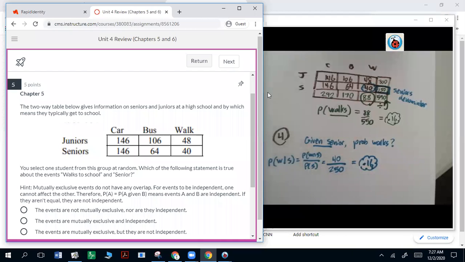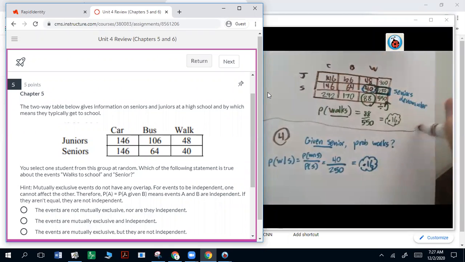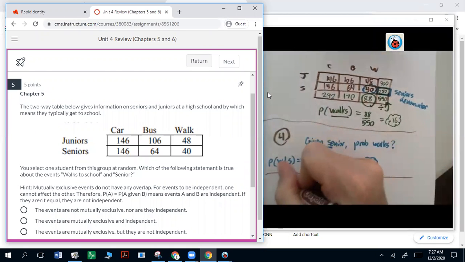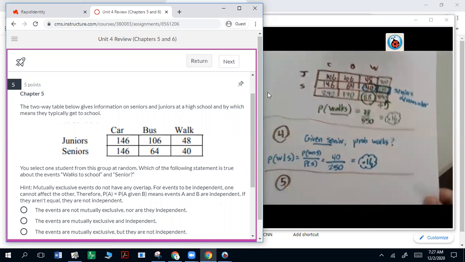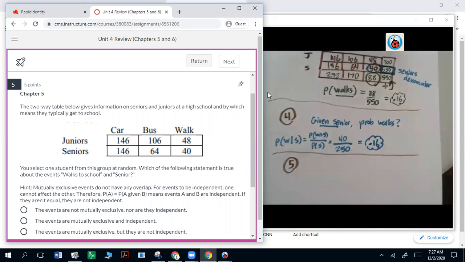So question 5 kind of summarizes this all up. Take a look. So the question is, you select one student at random from this group. Which of the following statements is true about the events walks to school and senior? We have two things going on here.